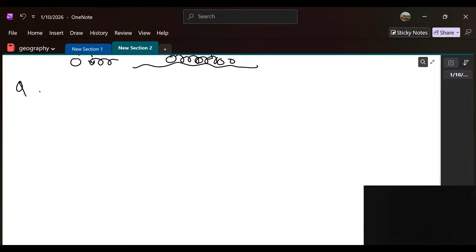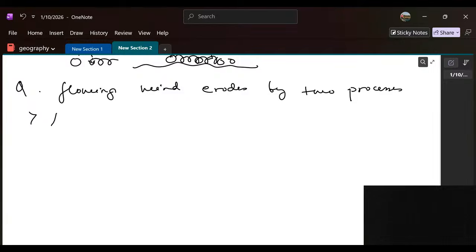So name the two ways by which the flowing wind erodes. Flowing wind erodes by two processes. Can you please name them? One is deflation and another is what? One is deflation and the other is desert pavement.